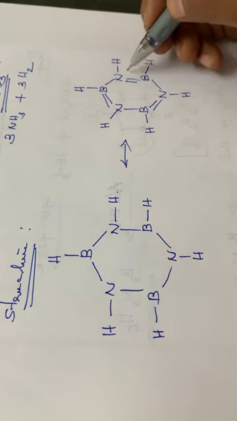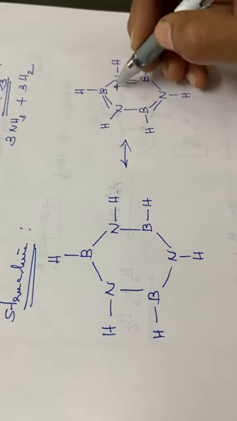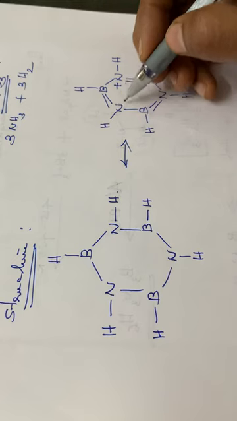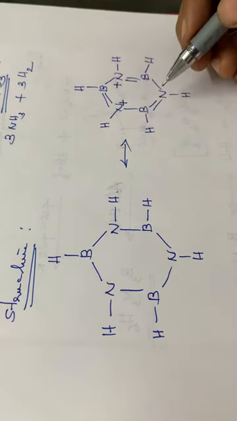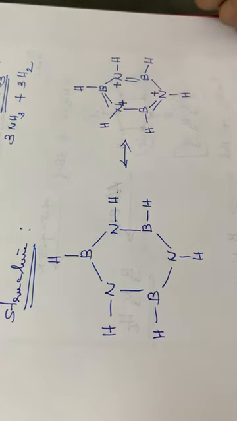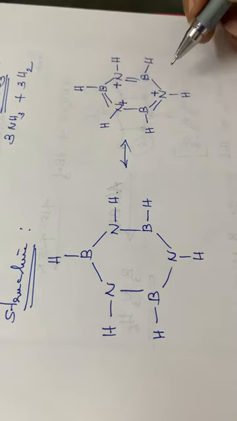See, for nitrogen it has got 4, isn't it? So there will be a positive charge. Here also nitrogen has got 4 bonds. So this nitrogen will be having a positive charge. Here also this nitrogen will be having a positive charge. So this is the structure of boracene.